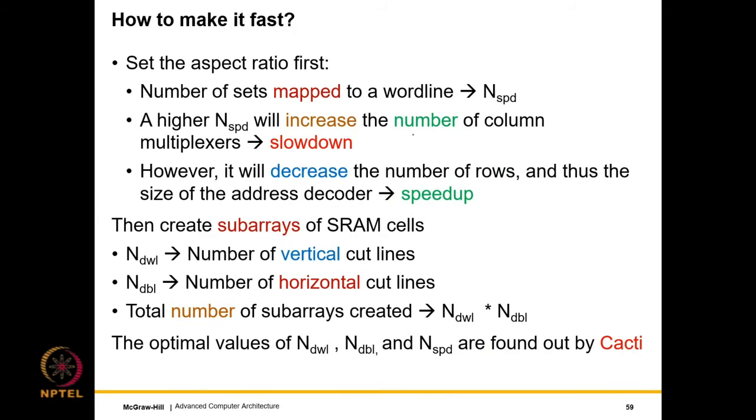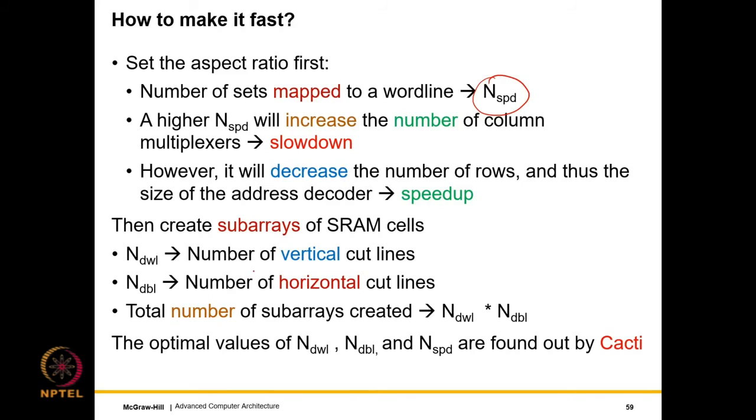So as I have described, let me just go back to the two-level part. So the number of sets that are mapped to a word line in this case is NSPD, as we said. Higher NSPD, there are issues. Lower NSPD, there are issues. So we are basically changing the aspect ratio of the cache.